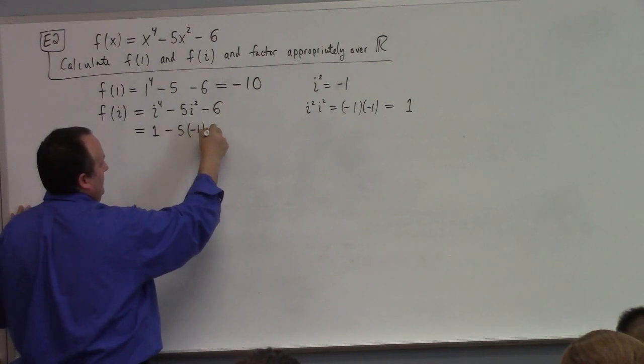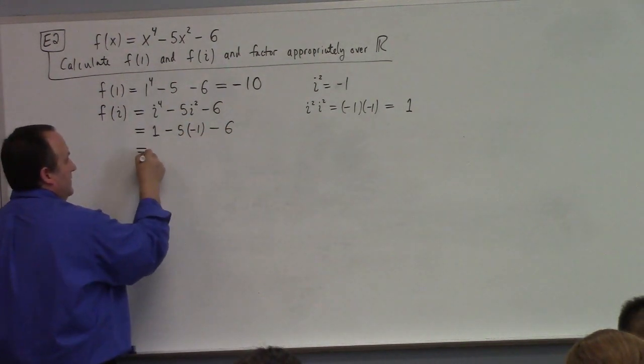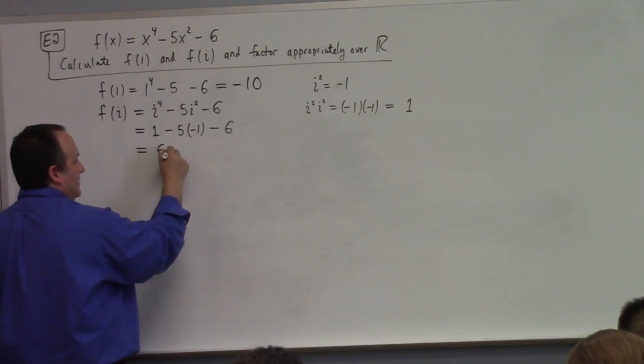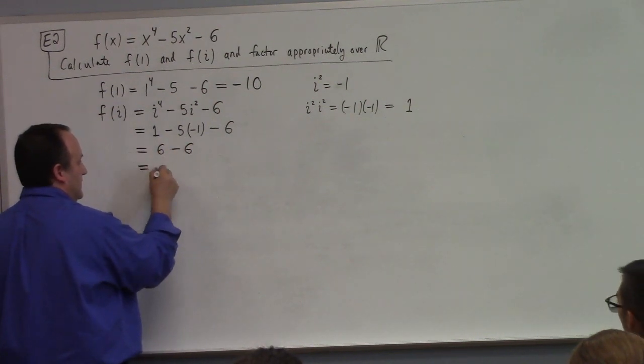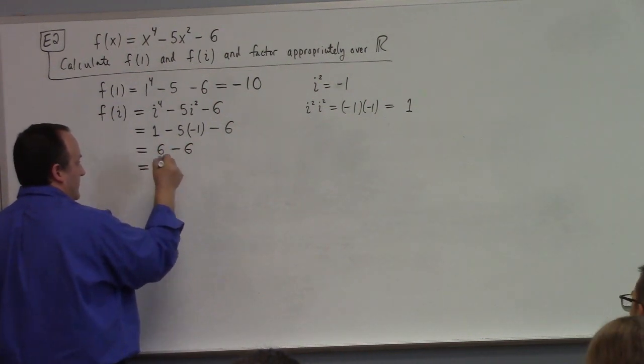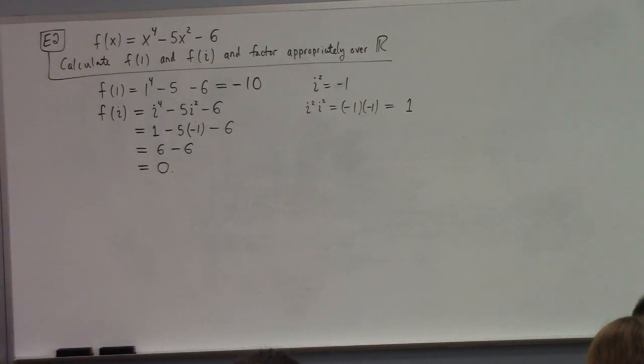Minus 1, right? So what do we got here? We have 6 minus 6, which is 0. Aha! Well, that is helpful, right? Because that means we could use the complex factor theorem.